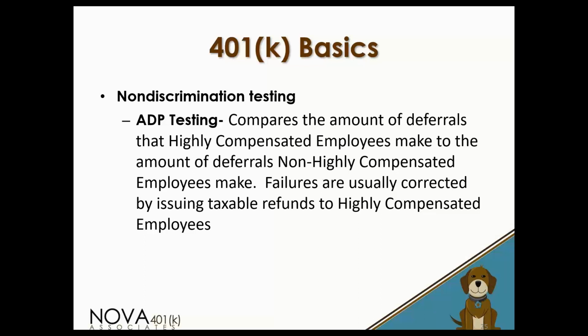The first one for 401k is the ADP testing, which is average deferral percentage. What this test does is compare the amount of the deferrals of your highly compensated employees to the amount of the deferrals of your non-highly compensated employees. Typically, the IRS does leave some leeway. On average, they'll allow highly compensated employees to contribute 2% more than your non-highly compensated employees are deferring on average. But when it gets outside of those limits that the IRS allows, the testing fails. And if your testing fails, then the highly compensated employees would need to receive a refund of their 401k contributions in order for the testing to pass for that year.